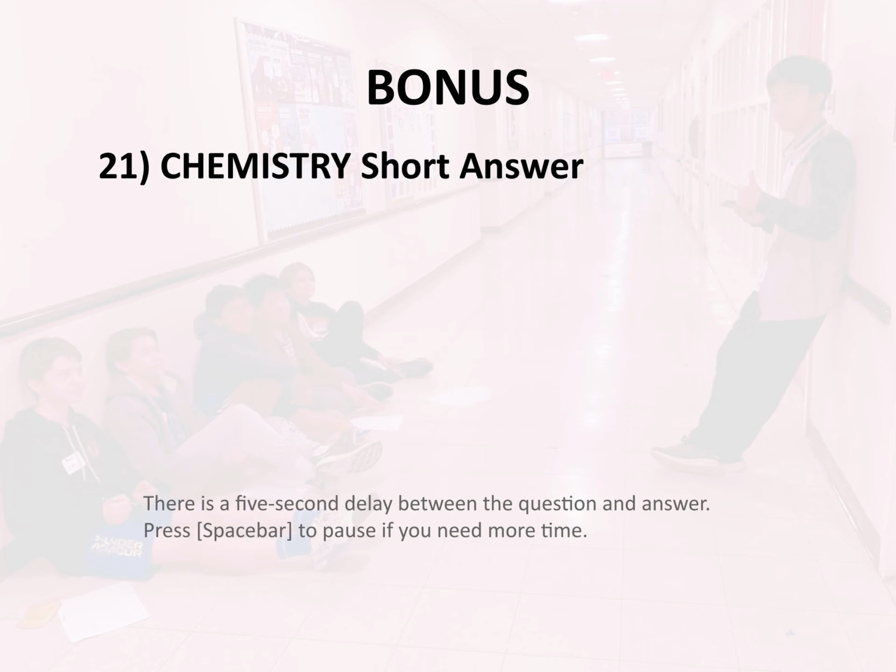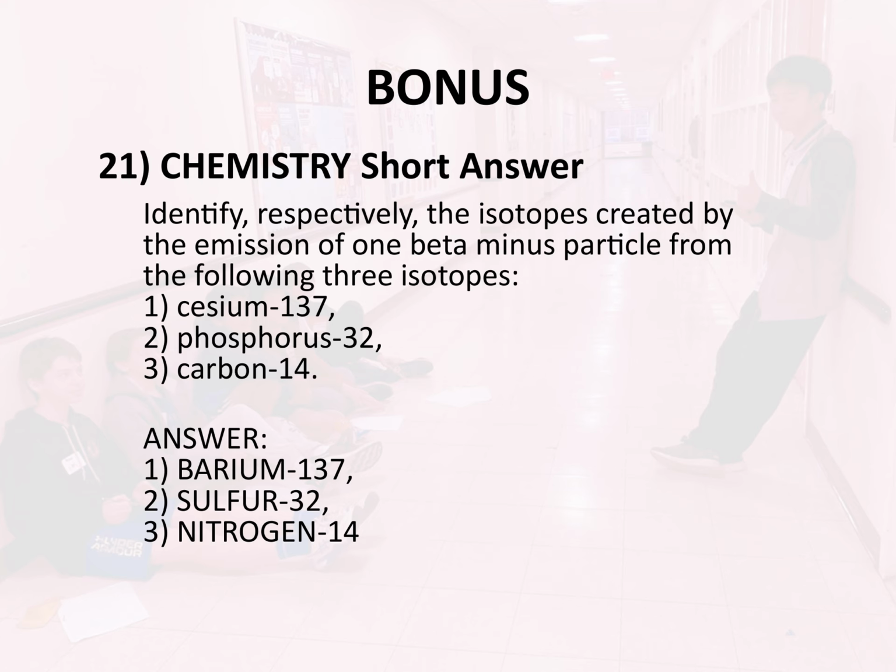Bonus 21. Chemistry. Short answer. Identify, respectively, the isotopes created by the emission of one beta-minus particle from the following three isotopes: 1. Cesium-137, 2. Phosphorus-32, 3. Carbon-14. Answer: 1. Barium-137, 2. Sulfur-32, 3. Nitrogen-14.